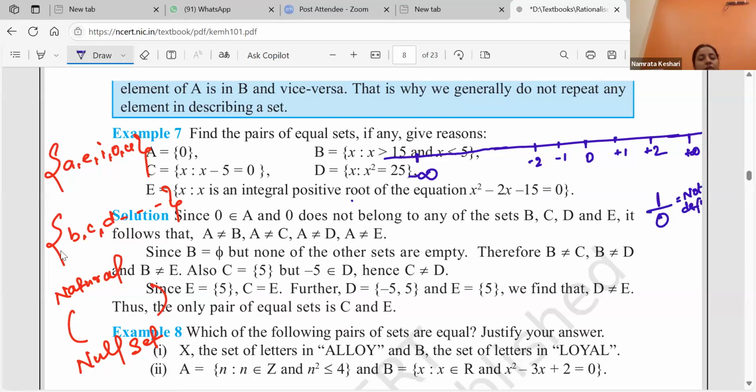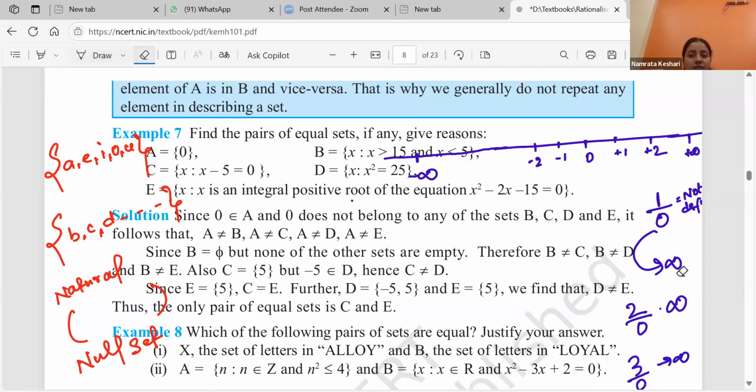Yes, ma'am. Okay, from now onward, we are going to call this infinity. What about 2 by 0? That is also infinity. What about 3 by 0? That is also infinity. Okay, so 0 in the denominator, which we were calling till now not defined, now we'll be saying this is infinity. Getting it? Yes. Okay.